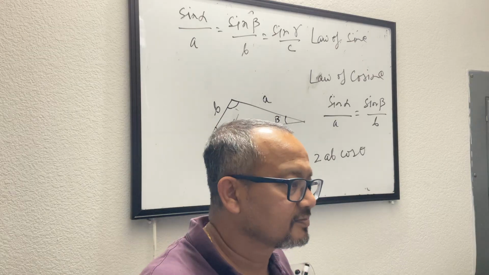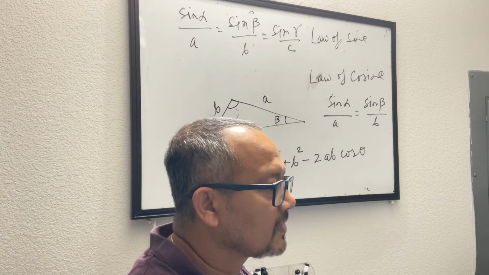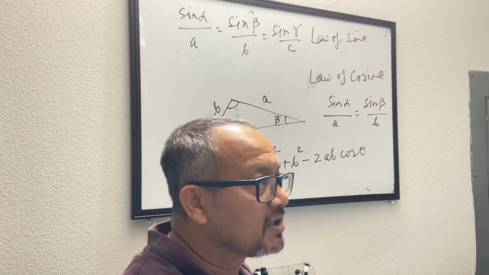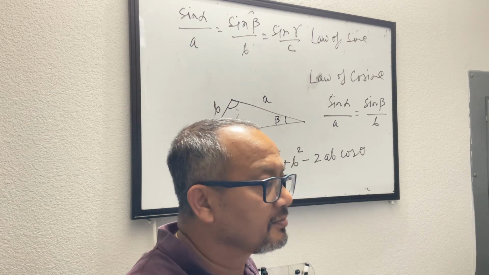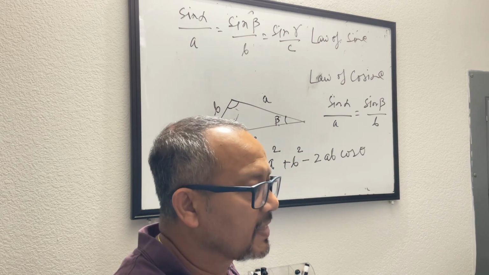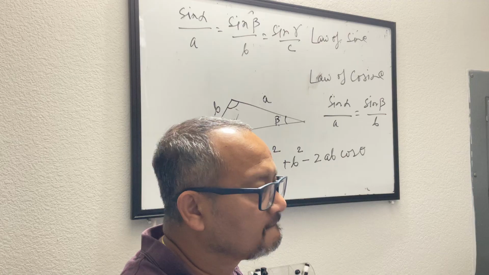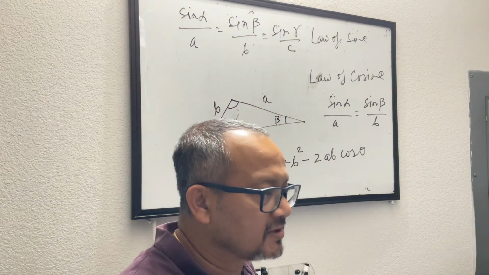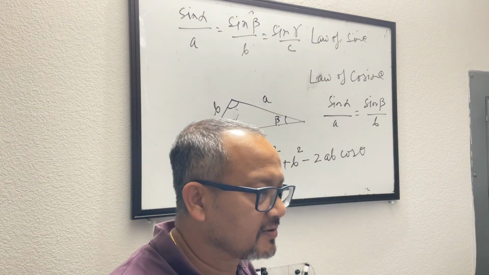Yep. So for the law of cosine, you only need the sides? You need the sides and the angle between them. Oh, okay. And that would be cos theta. Cos of that angle. So that's why it's called the law of cosine. Okay.